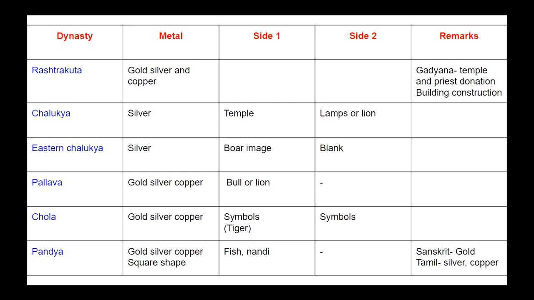Then the Pandya kingdom also issued gold, silver, and copper coins, and they issued square shaped coins. On side one we find an image of a fish or Nandi, and on side two it was blank. During the Pandya time period, Sanskrit was used with gold coins, and for silver and copper coins they used Tamil script, the Tamil language.